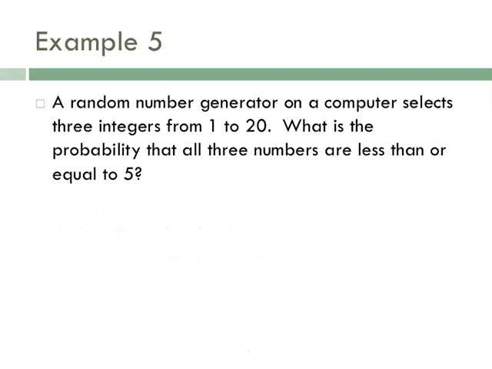Okay, in example 5, we are going to use a random number generator and select an integer from 1 to 20. What is the probability that all 3 numbers are less than or equal to 5? When you see that word all 3 numbers, that should indicate to you that what's the probability that the first number is this, and the second number is this, and the third number is this. So in this case, what's the probability that the first number is less than or equal to 5, and the second one is less than or equal to 5, and the third one is less than or equal to 5?